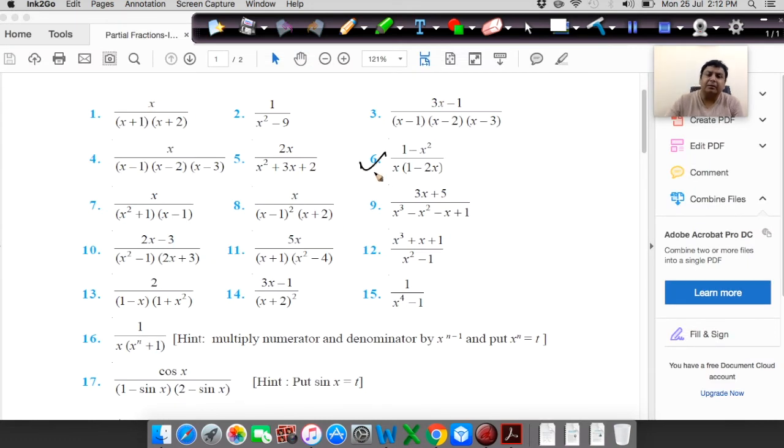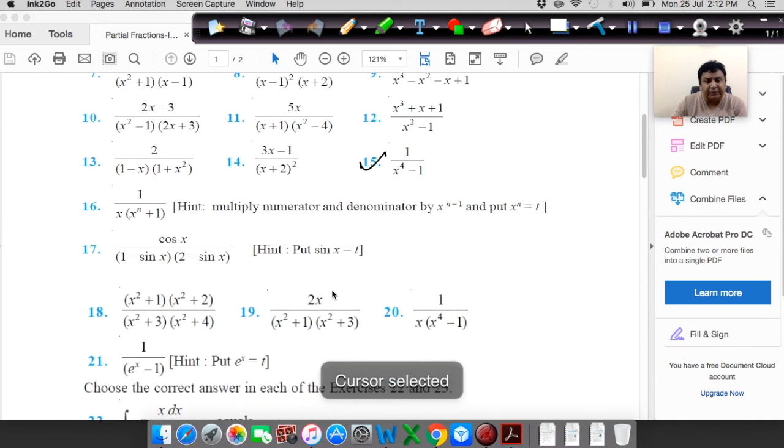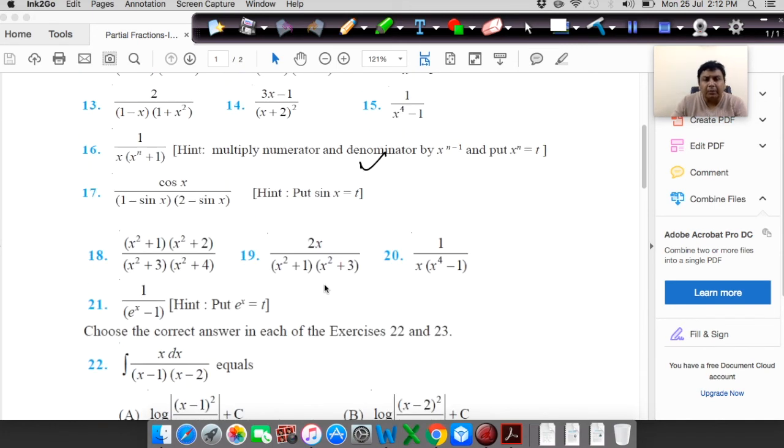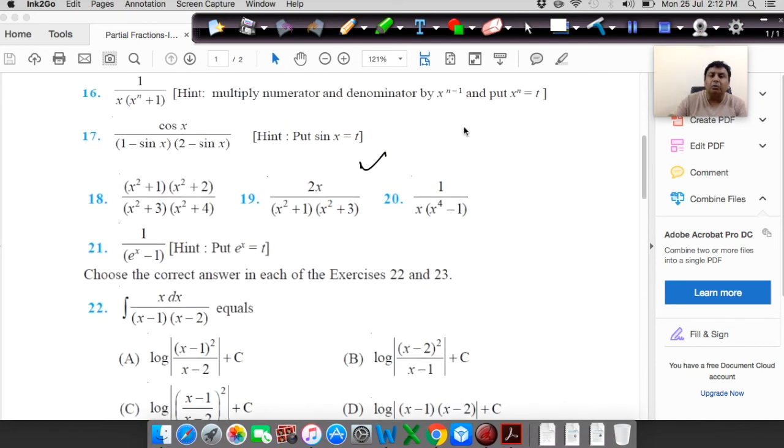So 6th is done. 7th, you see x square plus 1, type 3. This breaks as A upon x minus 1 plus Bx plus C upon x square plus 1, or you follow my method. So consult the solution that I have given and apply this to the 7th sum. Type 2, then I think you should try. If I tell you everything, it's not going to be a good thing. So let's discuss something which you can't get on your own, new.